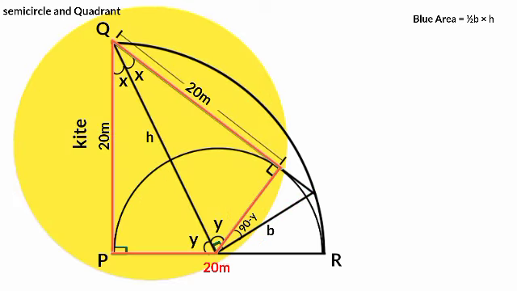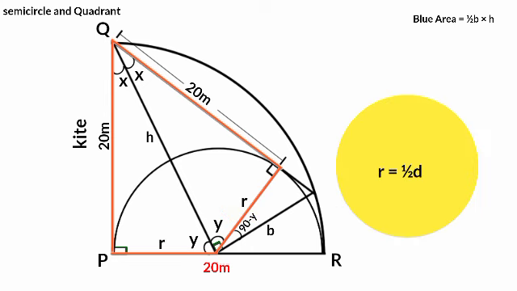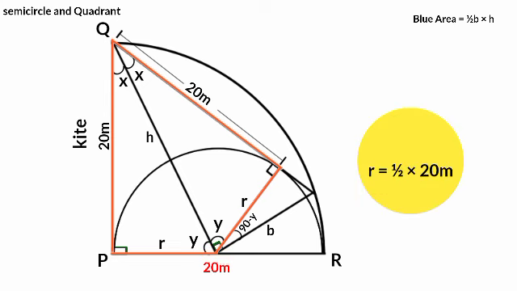Now still on this kite here, we know any kite formed by two tangents of a circle at right angles has the other two adjacent sides at right angles with the radius of the circle. That is, this and this are radii. And radius is half diameter. We can see the diameter here is 20 meters. So if you put it here, radius equal to 1/2 times 20 meters, which is 10 meters. That is, this side and this side are 10 meters each.